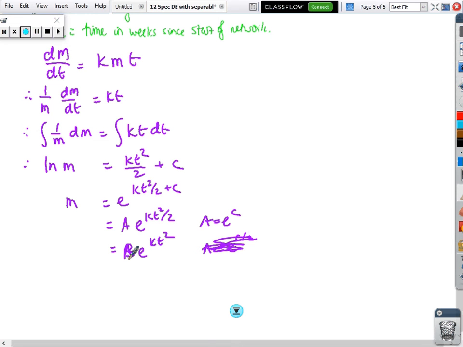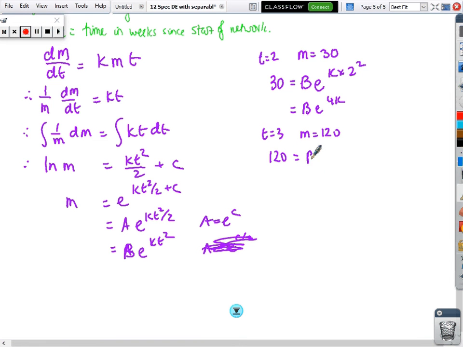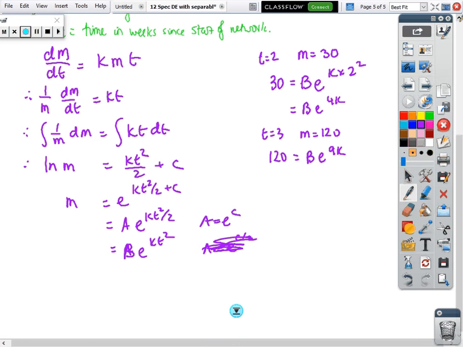So we've got t equals 2, members equals 30, so 30 equals, we'll call it b, e to the k times 2 squared, equals b e to the 4k. And second equation, t equals 3, members equals 120, and 120 equals b e to the 9k.